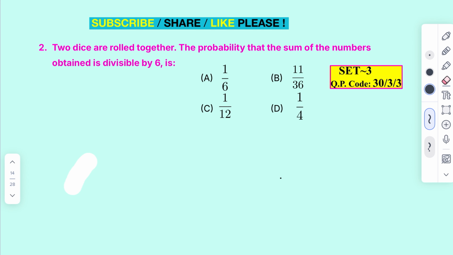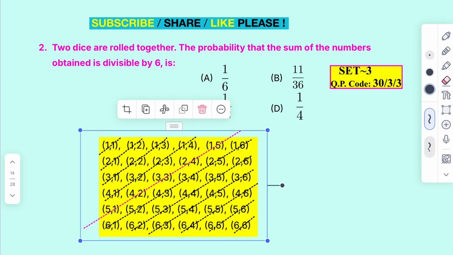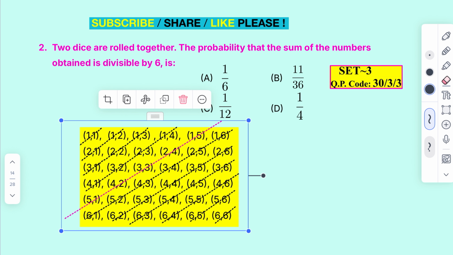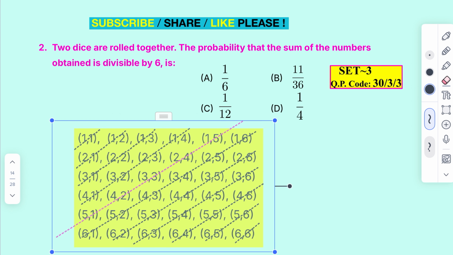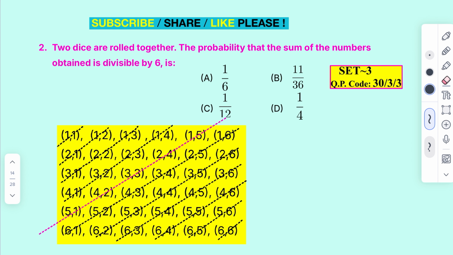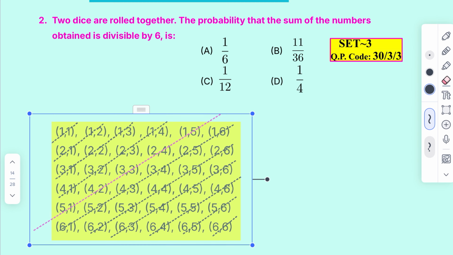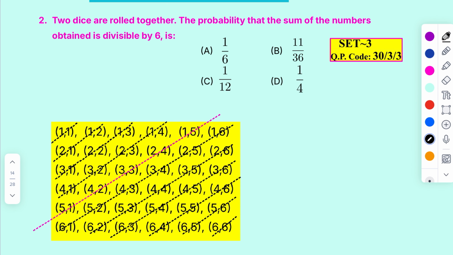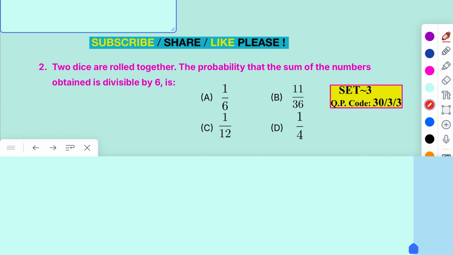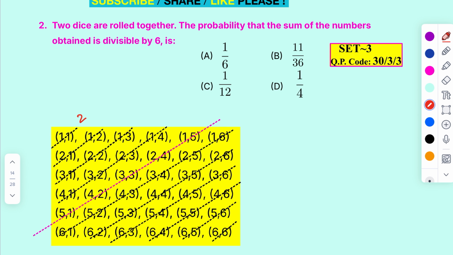So what we will get? The combination is like this. And here, in the first case, suppose the 1 1 case, the sum of the numbers on the two dice will be equal to 2. And in the second case, the sum will be equal to 3.